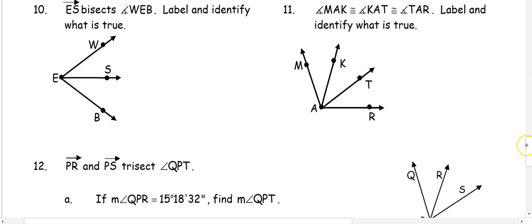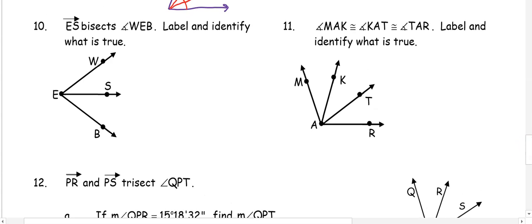So number 10, ray ES bisects angle WEB. Label and identify what is true. So if ES is an angle bisector, it's going to divide our angle into two congruent parts. So we have the same kind of arcs inside them, and then we can say angle WES is congruent to angle BES. Okay, now W and B could switch where they are, but E has to be in the middle because E is the vertex of our angle. So make sure you are being careful when you name your angles.